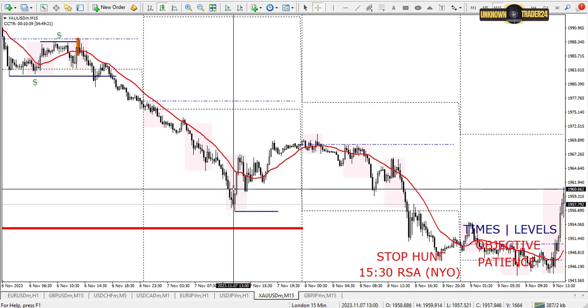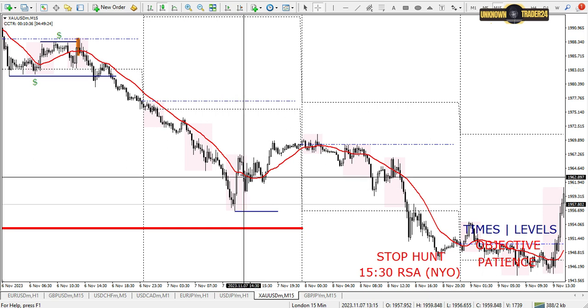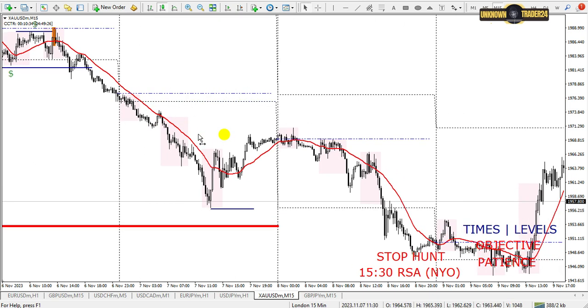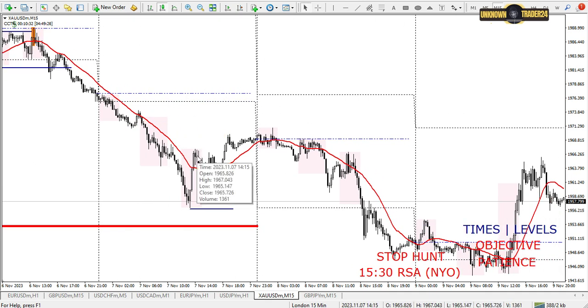Here they gave it a little bit early. The stop hunt came a little bit early here. As I've already told you, sometimes it will start exactly at 15, but understand that 15:30 is more likely to throw a stop hunt. Then you know what you can get.